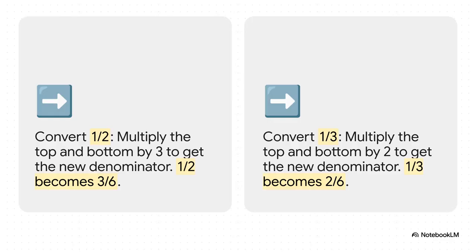Now to make this work, there is one golden rule you have to remember. Whatever you do to the bottom number, the denominator, you must do the exact same thing to the top number, the numerator. So for 1/2, to get the denominator to 6, we have to multiply 2 by 3. That means we also multiply the numerator 1 by 3, which gives us 3/6. Then for 1/3, to get the denominator to 6, we multiply 3 by 2. So we do the same to the top. 1 times 2 gives us 2/6.